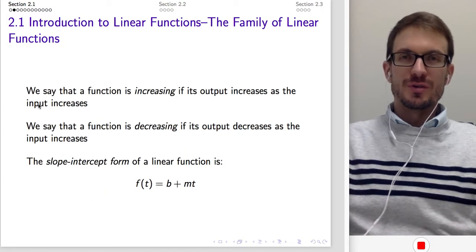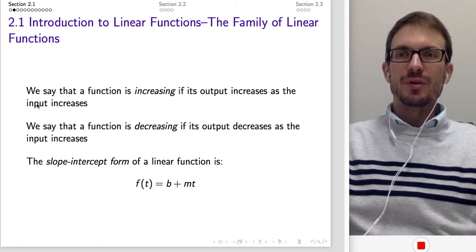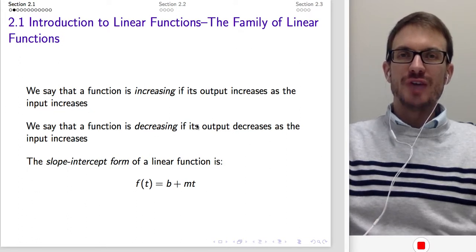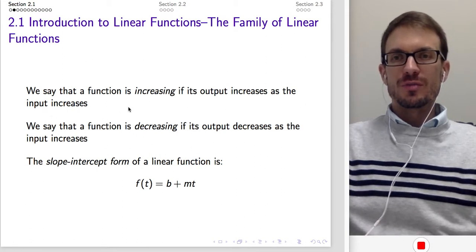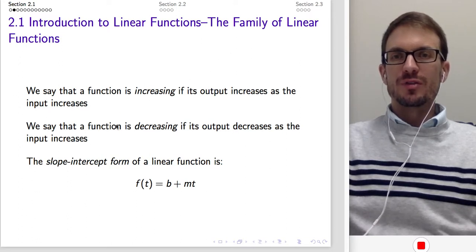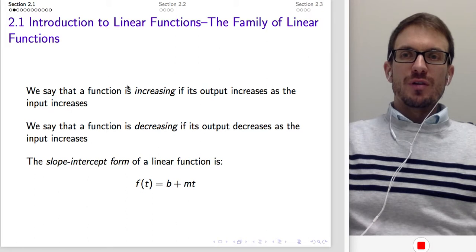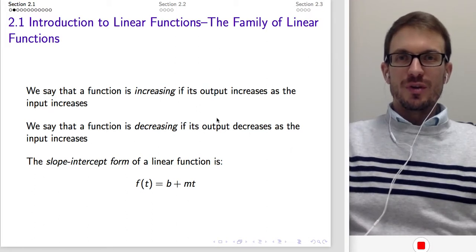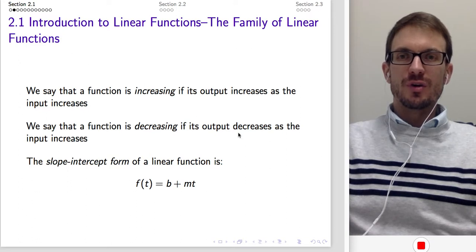Okay. In terms of other definitions, we say a function is increasing if its output increases as the input increases. So if we increase x and the y increases as well, we say the function is increasing. You can think what this means: it's rising from left to right, like an arrow pointing to the northeast. We say a function is decreasing if its output decreases as the input increases. So this would be an arrow pointing to the southeast, starting in the northwest and going down to the southeast. It's a downward sloping line.